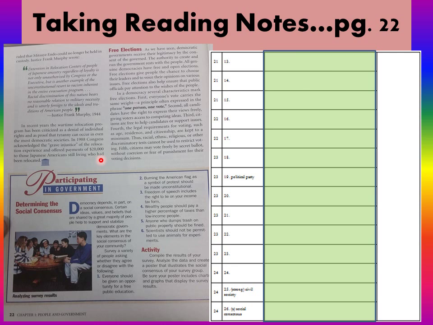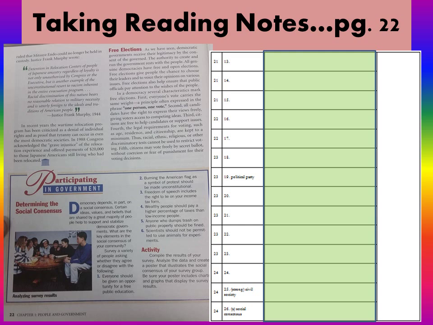So for number 15, Korematsu versus United States, this is what I want you to write. I don't want you to write all these details and all that stuff. Just write the outcome of it, which is this right here. Has been criticized as a denial of individual rights and as proof that tyranny can occur in even the most democratic societies. So put that sentence there as what the case ended up doing for America at the time.